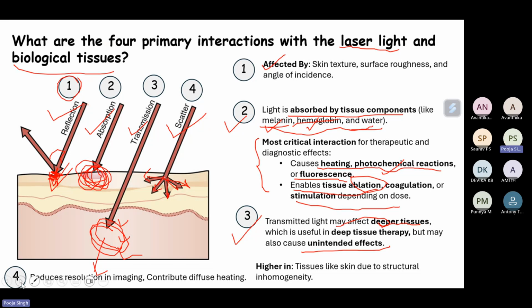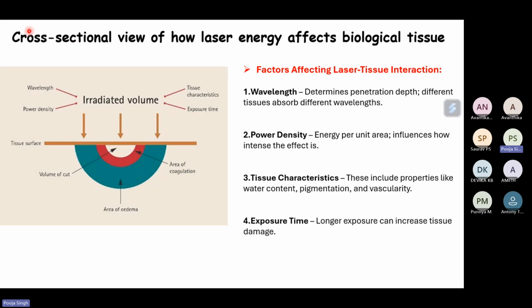Now the next thing. I was talking about when your laser light is absorbed. So what can be the possible outcomes? The ablation, coagulation, and the stimulation, right? So this is the cross-sectional view of how your laser energy affects the biological tissue. You can see this is the tissue surface, and this is the light you are irradiating.